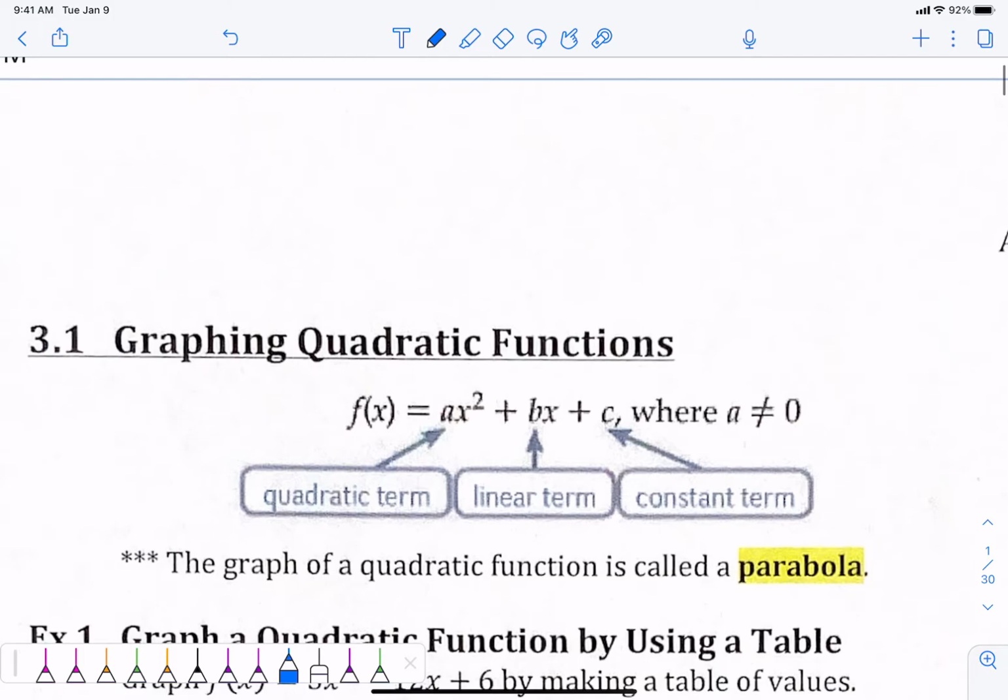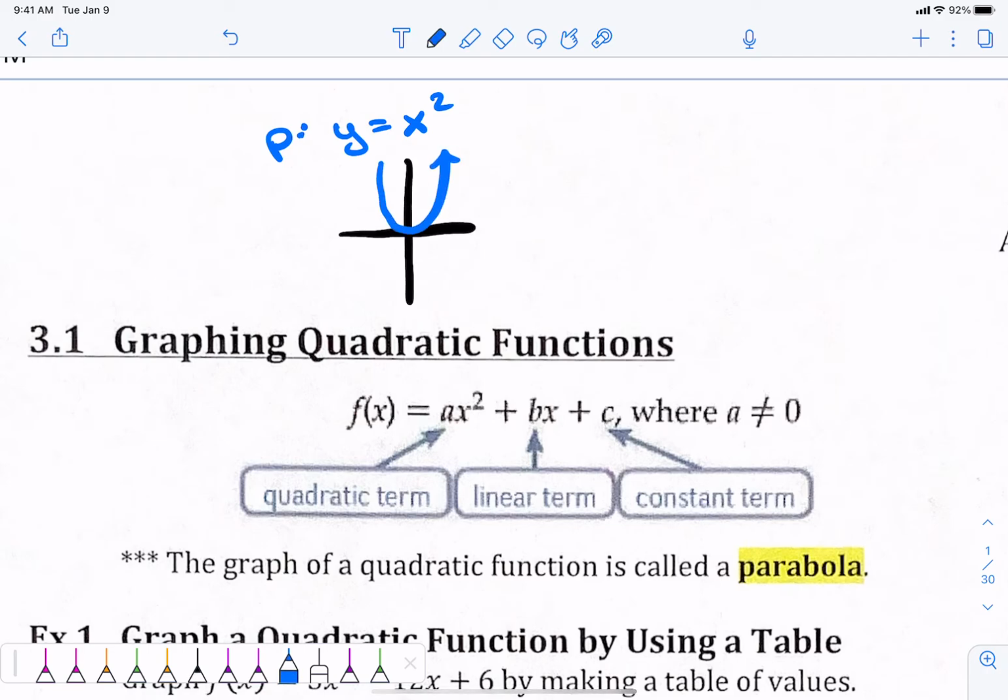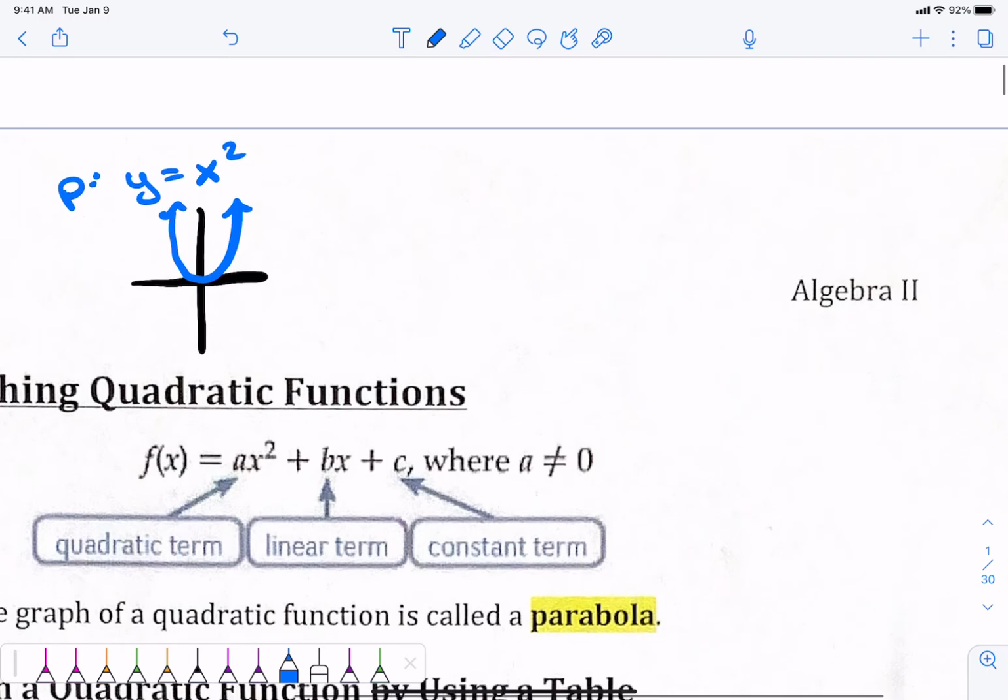The parent for a quadratic function, write this at the top, is y equals x squared. Okay, y equals x squared. And the graph of him is a parabola. We know that, right? Now, most of the time you will not see just y equals x squared. You'll see something like y equals ax squared plus bx plus c.